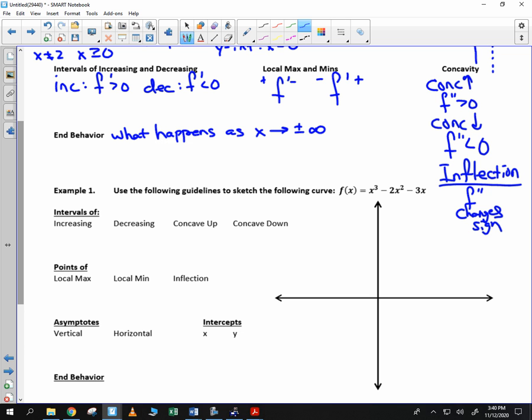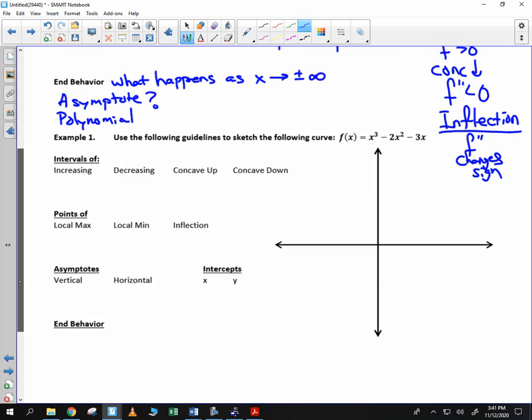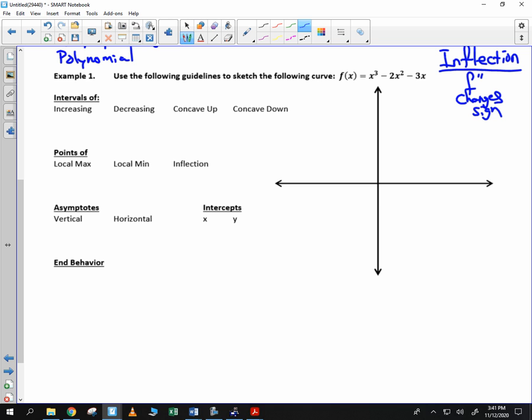So this might be an asymptote, and it could just be headed off like a polynomial. But the question is, what happens as you continue on towards infinity? Okay, so we'll think about that as we move along here.